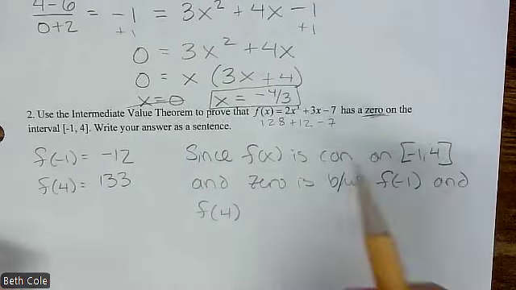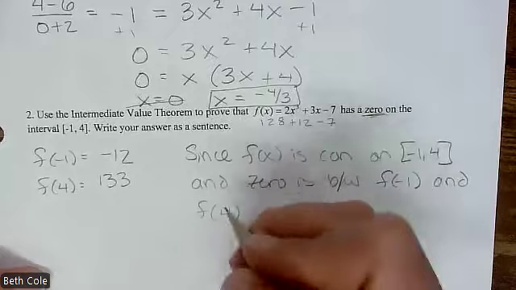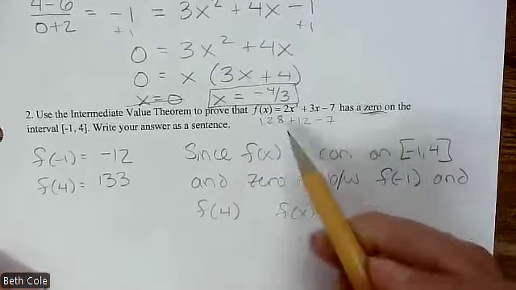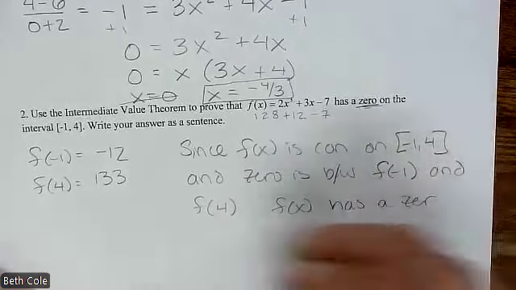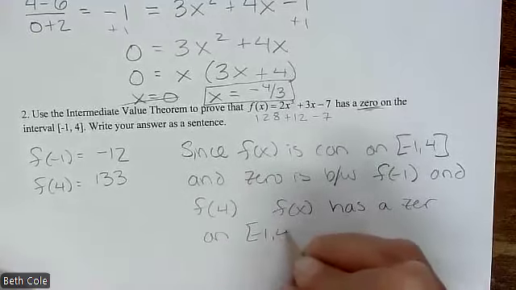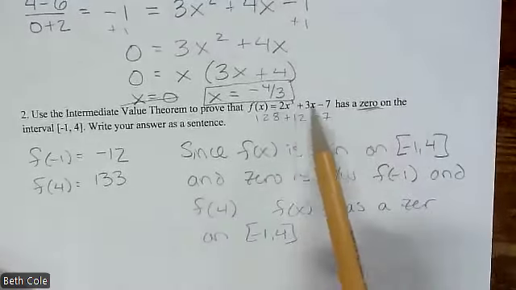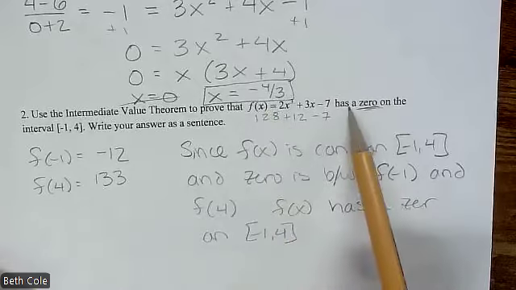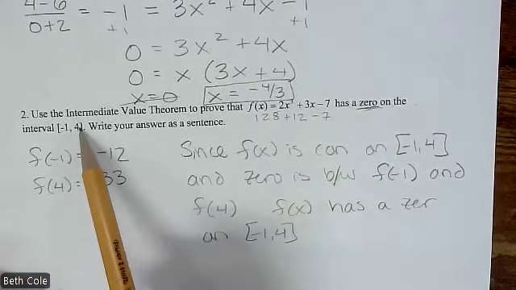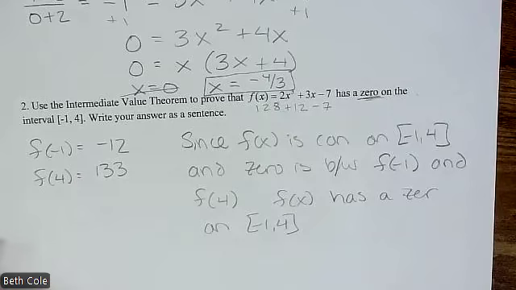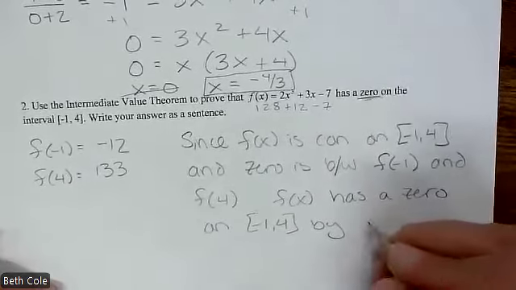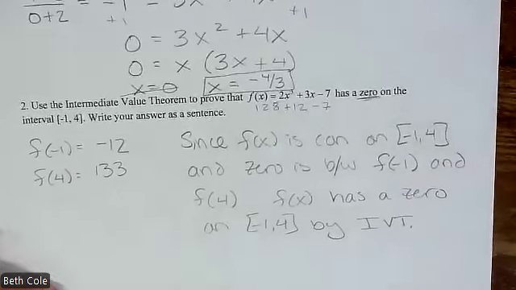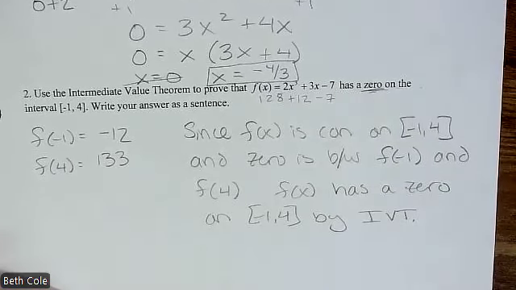Restate the question. You would say, since all that is true, f of x has a 0 on -1 to 4. I just copied this. I didn't write the whole thing again. I just wrote f of x has a 0 on -1 to 4. And you have to say one more thing, which is exhausting. Oops. By intermediate value theorem.